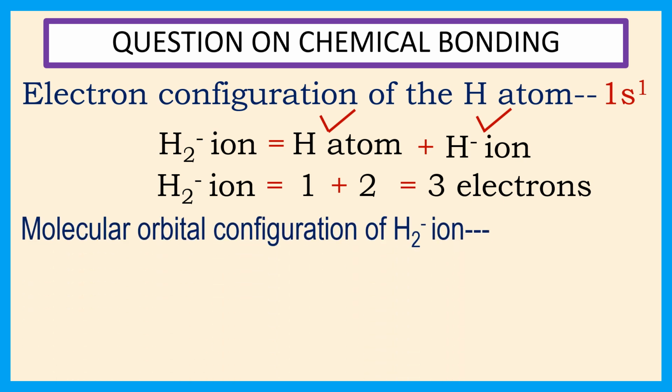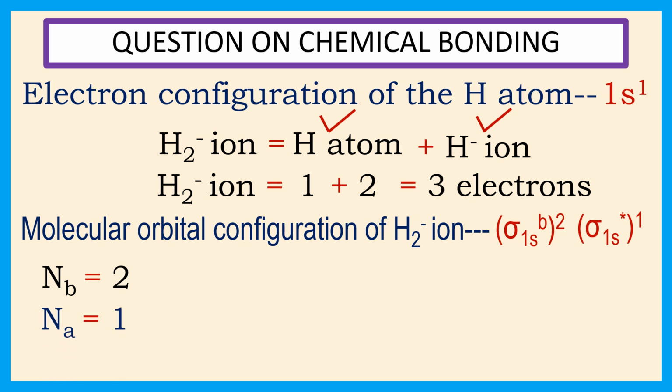The molecular orbital configuration of the H2 minus ion is sigma 1s bonding 2, sigma 1s antibonding 1. Therefore, the total number of electrons in the bonding molecular orbitals, Nb, is equal to 2, and the total number of electrons in the antibonding molecular orbitals, Na, is equal to 1.